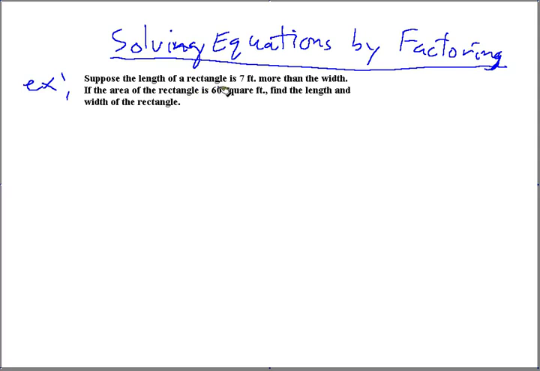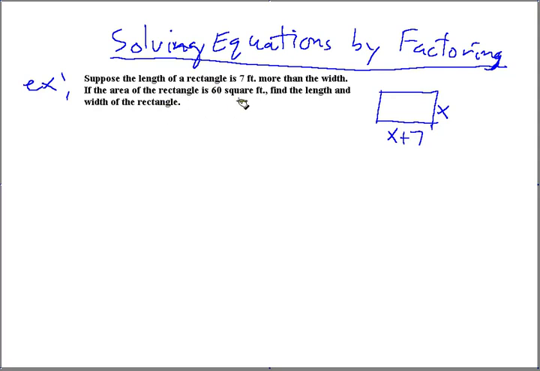So here's the prompt. Let's suppose the length of a rectangle is 7 feet more than the width. If the area of the rectangle is 60 square feet, find the length and width of the rectangle. So pretty basic area prompt, right? First off, we're going to make a rectangle. It says the length of the rectangle is 7 feet more than the width. So let's call the width x, since we don't know what it is. We do know the length is 7 feet more than that, so let's call that x plus 7.